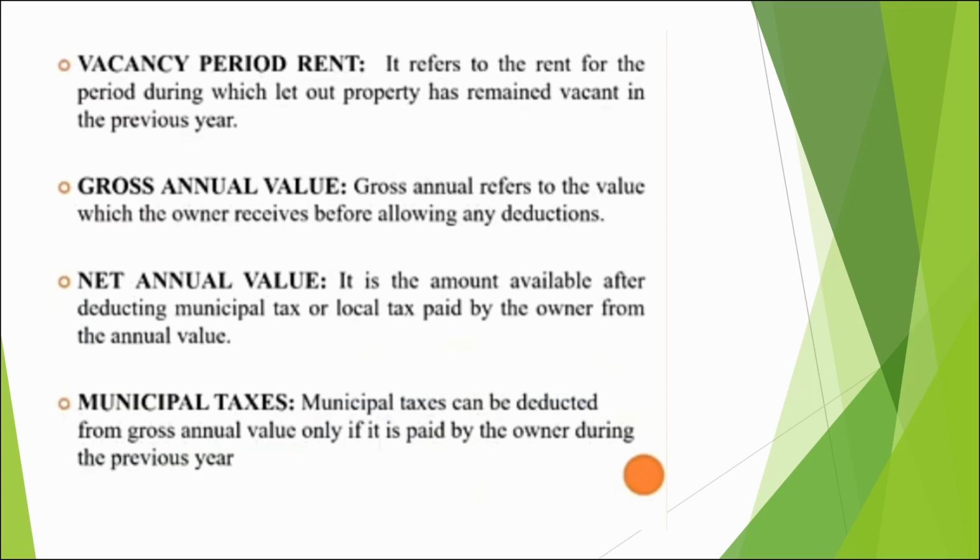Next, vacancy period. Vacancy period refers to the period during which the let out property has remained vacant in the previous year. Next, gross annual value. Gross annual value refers to the value which the owner receives before allowing any deductions. Next, we see about net annual value. It is the amount available after deducting municipal tax or local tax paid by the owner from the annual value.